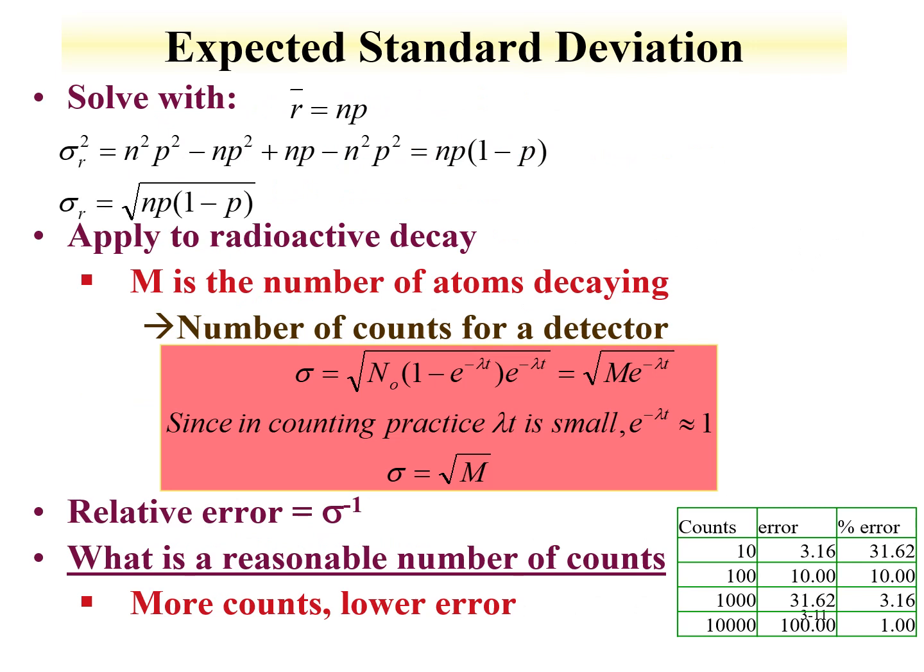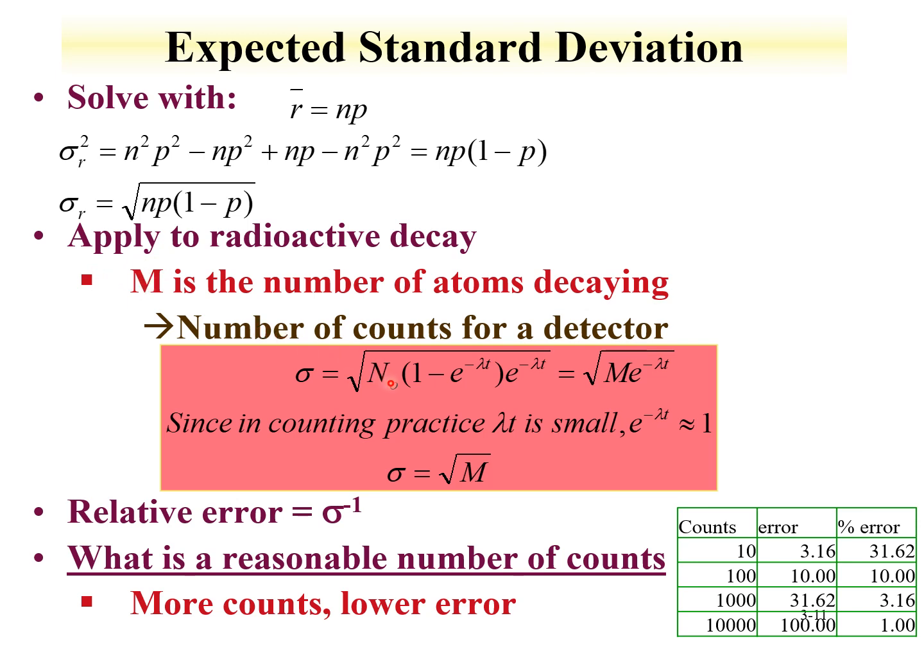So continuing with the expected standard deviation, we have the average number of counts is equal to the number times the probability. This gets expanded. The square of the standard deviation is equal to np times 1 minus p. So the standard deviation is the square root of np times 1 minus p, and we apply that to radioactive decay. Remember where we defined on page 3.3-9 where m is the number of decaying atoms.